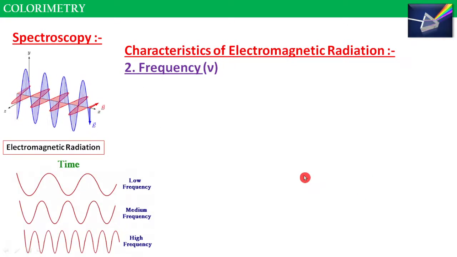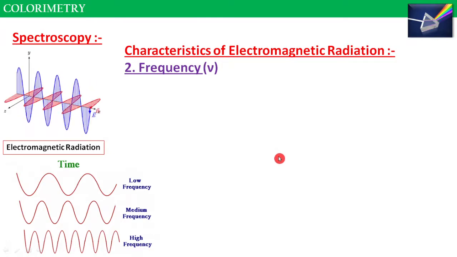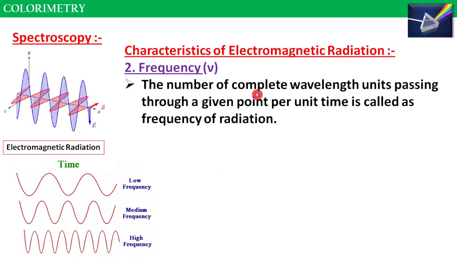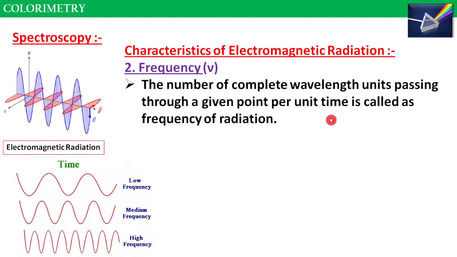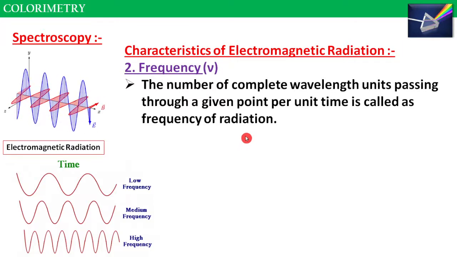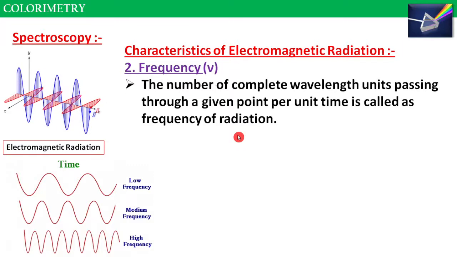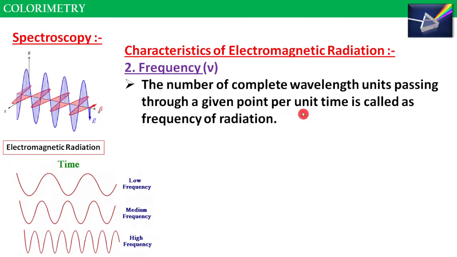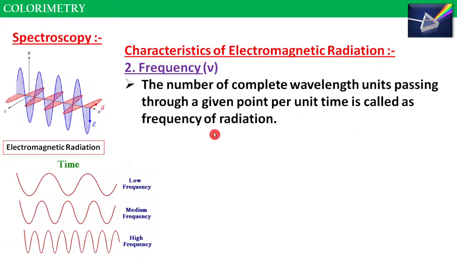Now the second characteristic of electromagnetic radiation is the frequency. So what is frequency? The number of complete wavelength units passing through a given point per unit time is called the frequency of radiation. Let us read together. The number of complete wavelength units passing through a given point per unit time is called the frequency of radiation.